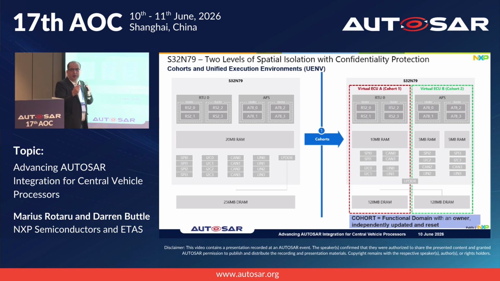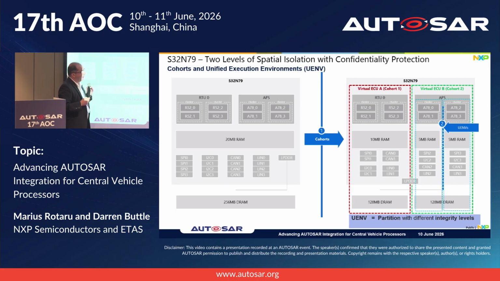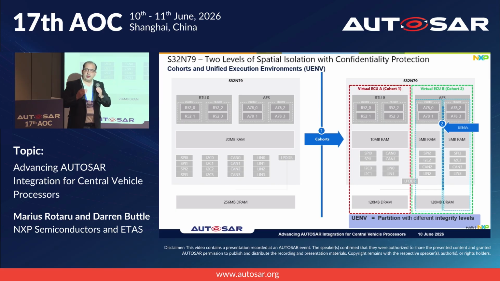Each tier one can be in charge of different domains, meaning that one tier one can do body, the other one can do vehicle motions. Their software is proprietary, they don't share anything. The second level of isolation, we create domains, unified execution environments. These are in fact partitions, and these partitions basically provide the different integrity levels.